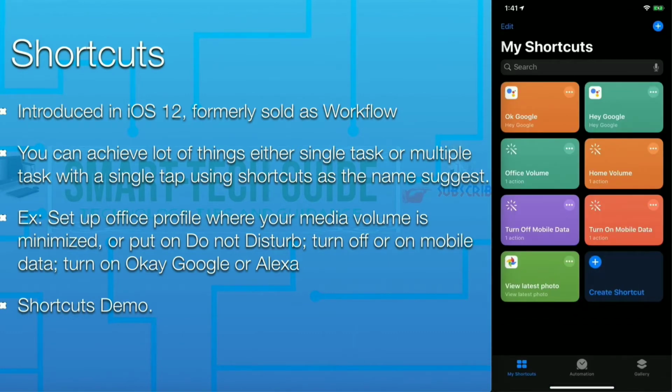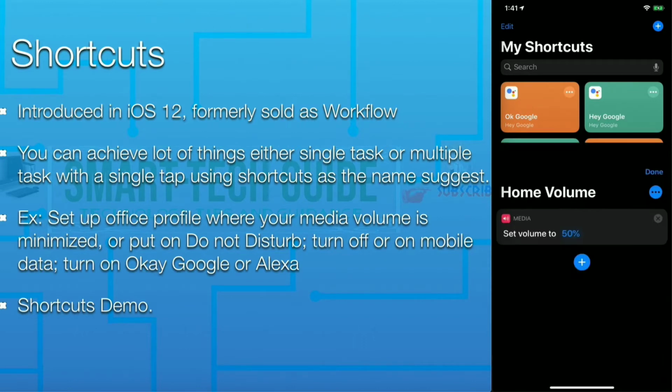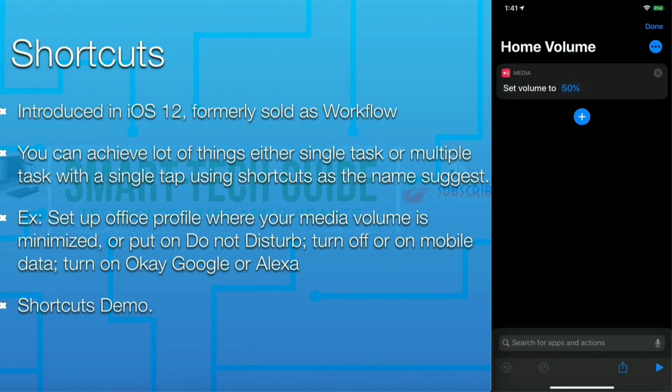Let me go to one of the shortcuts I created. This is home volume. It sets the volume to 50%. I don't have to drag the ringer button or volume button up and down all the time. I just need to tap on the volume shortcut to change it to 50% from 0. I have 0 in office profile and 50% in home profile.